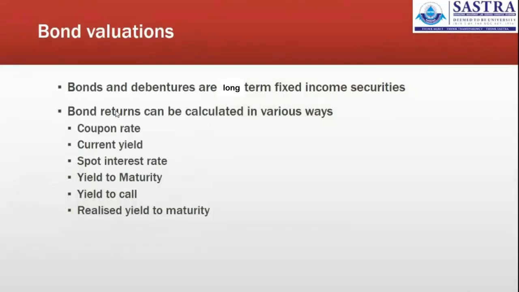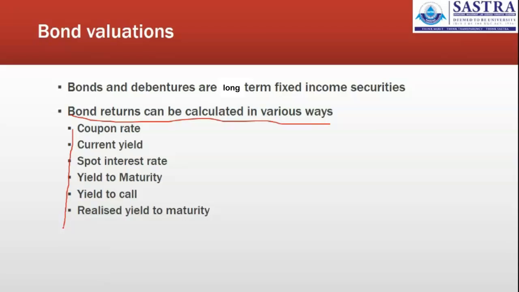So the bond valuation: bonds and debentures are long-term fixed income securities. The bond returns can be calculated in various ways. It is calculated on the coupon rate, current yield, spot interest rate, yield to maturity, yield to call, and realized yield to maturity. These are the major types of calculation we have for the bond valuation methods.